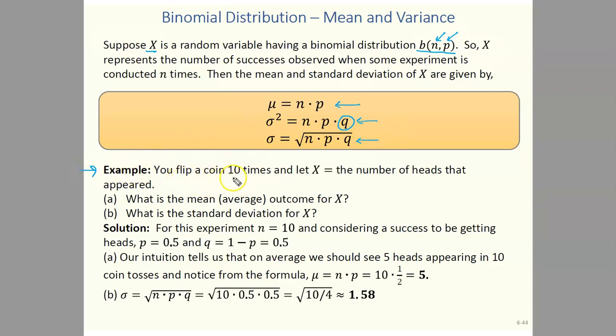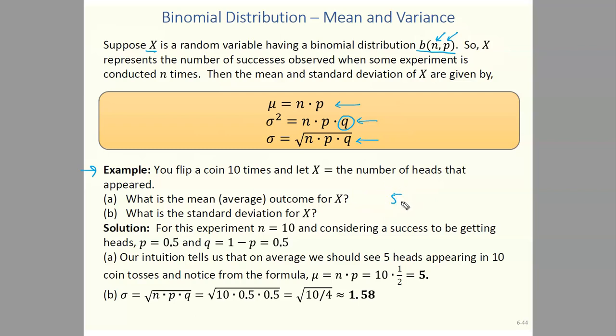So for this problem, we flip a coin 10 times, and we let x be the number of heads that appear. So this is going to be a binomial experiment, and we want to calculate the mean, or average outcome, for x, and then we want to find the standard deviation. Now let's think about this intuitively before we apply the equation up here. If you flip a coin 10 times, on average, how many heads do you think should appear in the 10 flips? Well, obviously the answer should be 5, right?